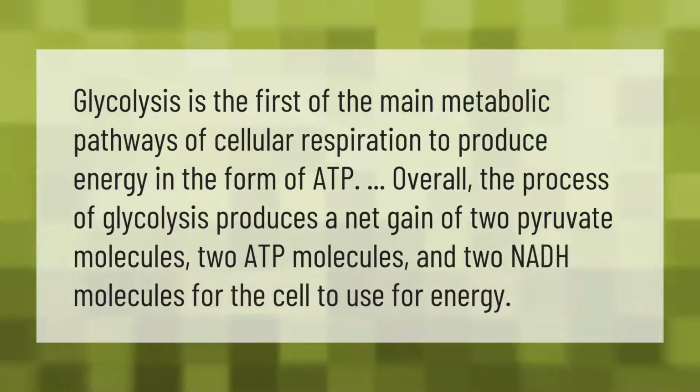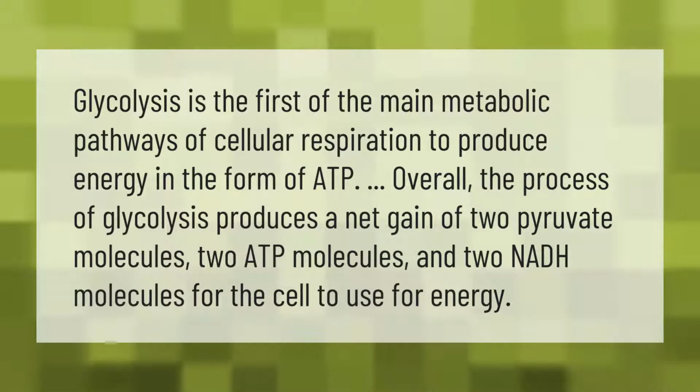Glycolysis is the first of the main metabolic pathways of cellular respiration to produce energy in the form of ATP. Overall, the process of glycolysis produces a net gain of 2 pyruvate molecules, 2 ATP molecules, and 2 NADH molecules for the cell to use for energy.